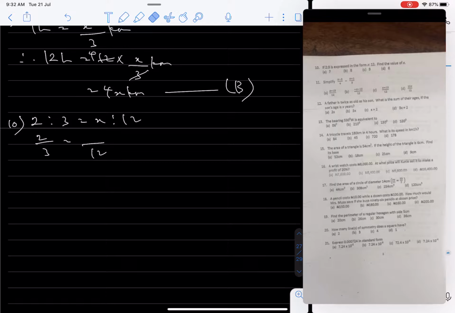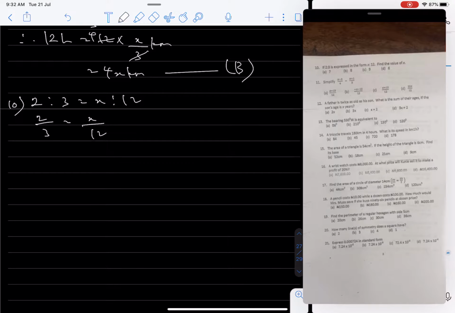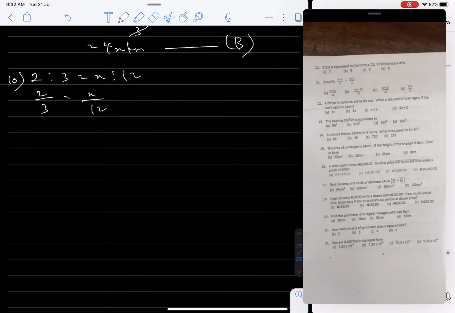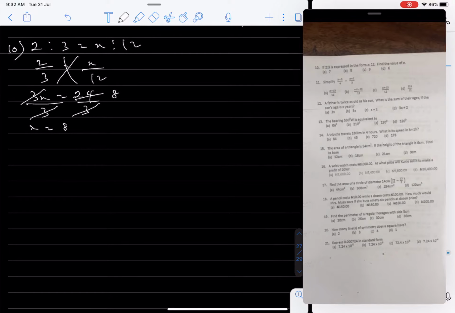2 to 3 means 2 over 3. And ratio x to 12 means x over 12. Now we can cross multiply, and that means 3x equals 24. Divide both sides by 3 to get x, which means x equals 24 divided by 3, which is 8. X equals 8. And the correct option is B.